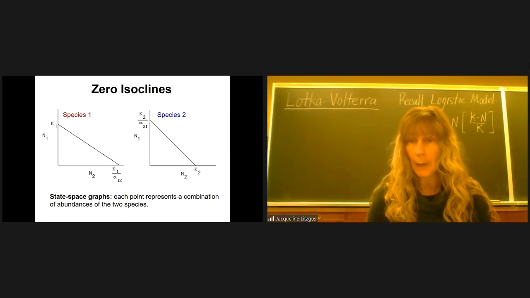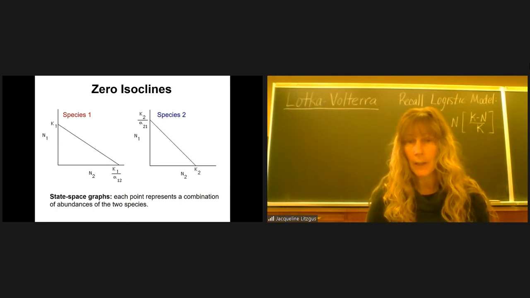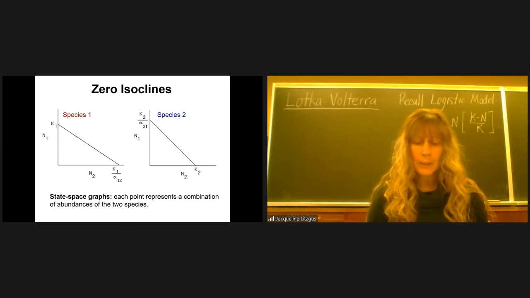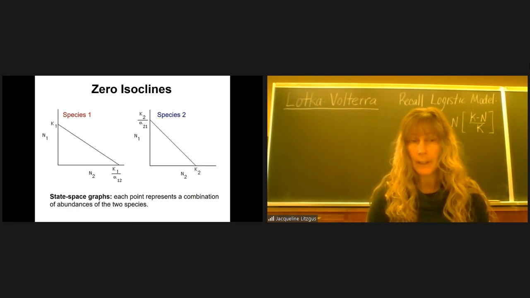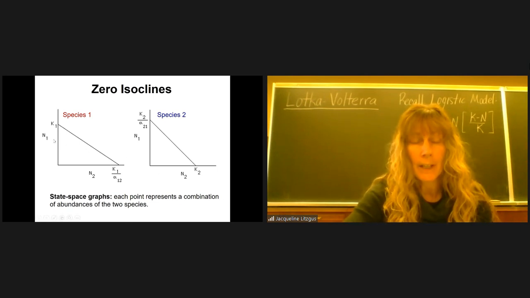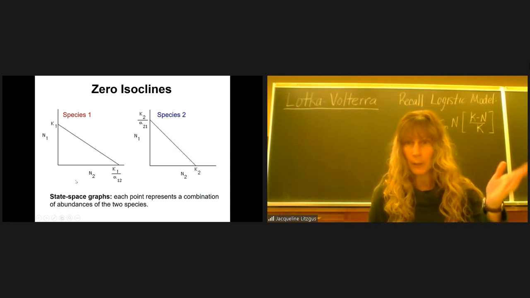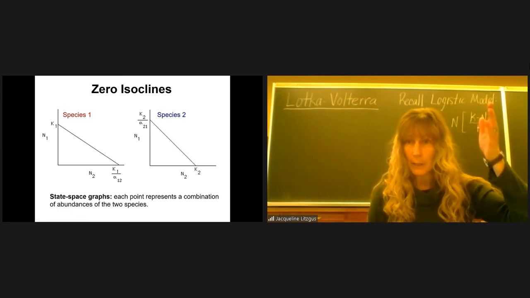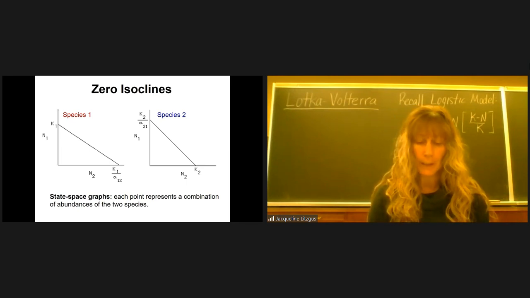These are called state space graphs. So on the left, you have the state space graph for species one. On the right, you have the state space graph for species two, okay? And so basically in these graphs, the abundance of one species is plotted on the x-axis and the abundance of the other species is plotted on the y-axis. So in this case, I have the abundance of species one on the y-axis and the abundance of species two on the x-axis, okay? So the variable for the y-axis is the abundance of species one. The variable on the x-axis is the abundance for species two. That's what the subscripts mean on those ends.